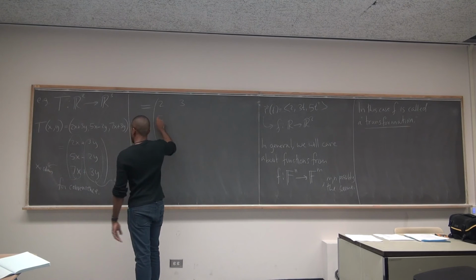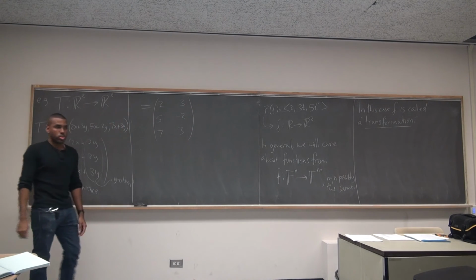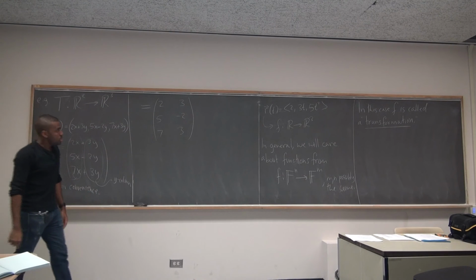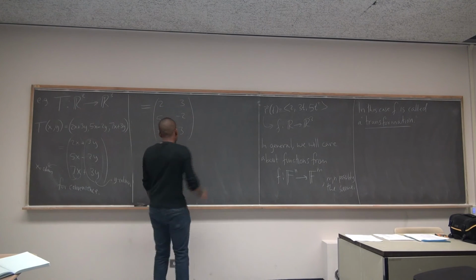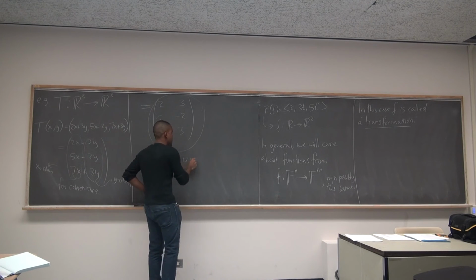Forget the x here, that's just a 5. Forget the y there, that's a minus 2. Forget the x there, that's a 7. Forget the y there, that's a 3. I end up with this kind of looking number. It's a rectangular array of numbers. This guy here is called a matrix.